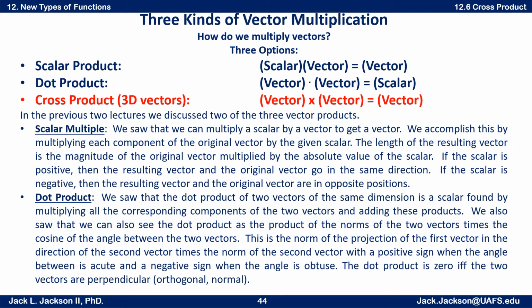It turns out this is the norm of the projection of the first vector in the direction of the second vector times the norm of the second vector, with a positive sign when the angle between them is acute and a negative sign when the angle is obtuse. The dot product is 0 if and only if the two vectors are perpendicular. Other words for perpendicular are orthogonal or normal.